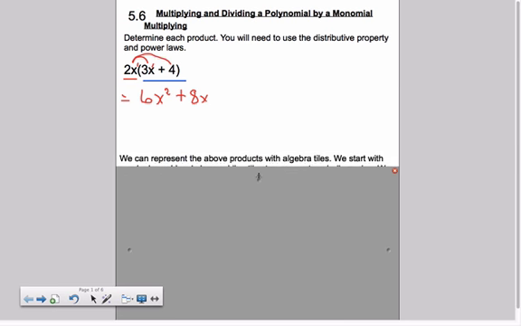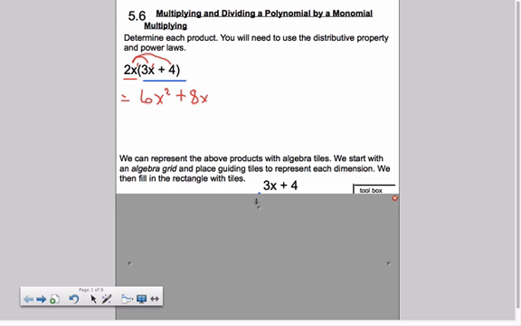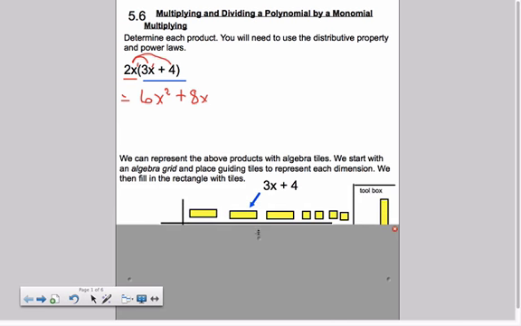Now, how do we show this with algebra tiles? We can represent this with algebra tiles. We start with an algebra grid, which is like a little box, and we place the guiding tiles to represent each dimension. The first one we have is our 3x plus 4, which is this polynomial right here. We've got 1, 2, 3 x's represented by yellow long rectangles, and plus 1, 2, 3, 4, the number 4 represented by the 4 little boxes.